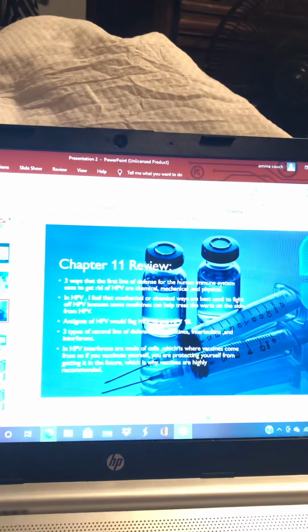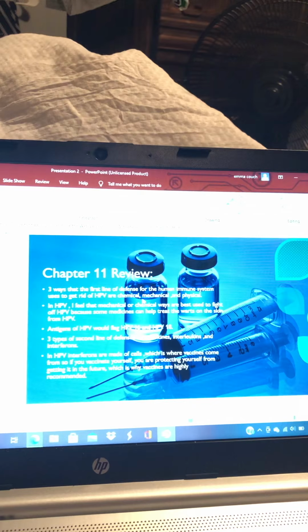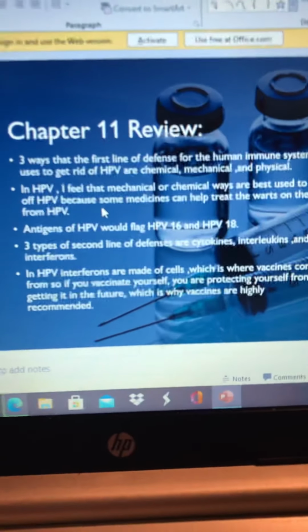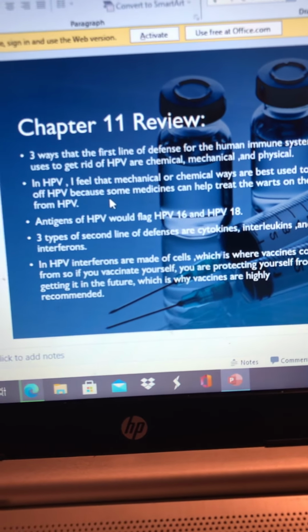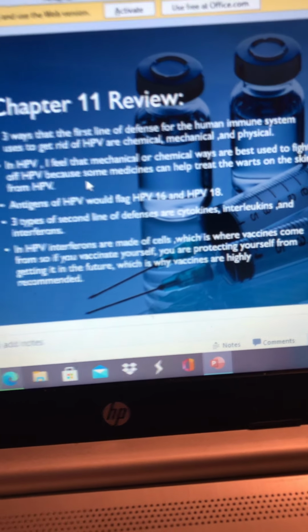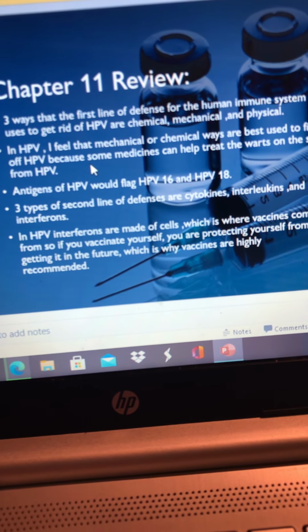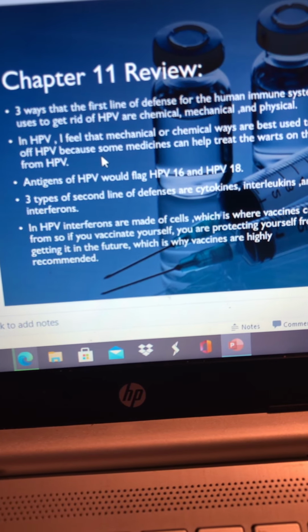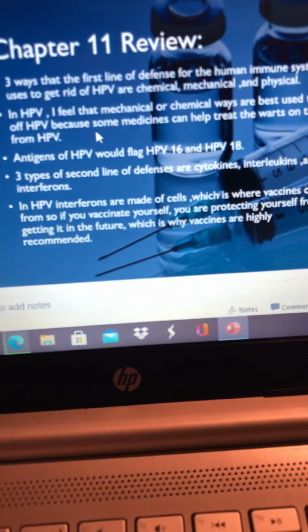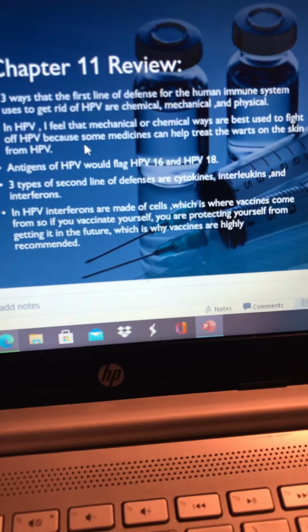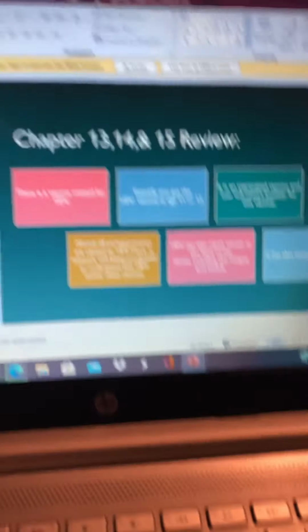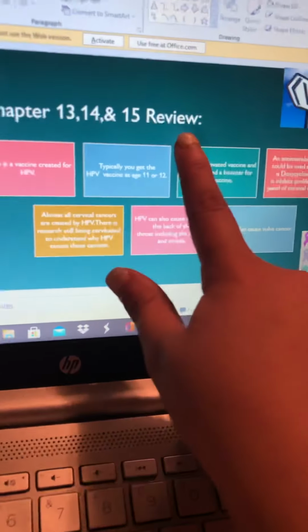11 is just showing the first line of defense right here, which is chemical, mechanical, and physical. And in HPV, I feel that mechanical and chemical are the best ways to fight it, because some medicines can treat the warts. And then it just shows the 3 types of second line defenses, and that the interferons are made of cells, which is from vaccines. So if you vaccinate yourself, you're protecting yourself from getting it in the future, which is why vaccines are highly recommended.